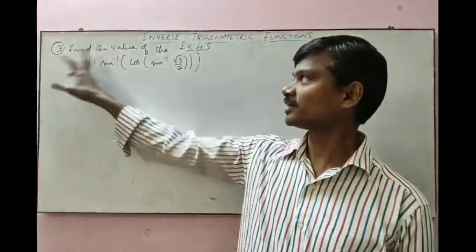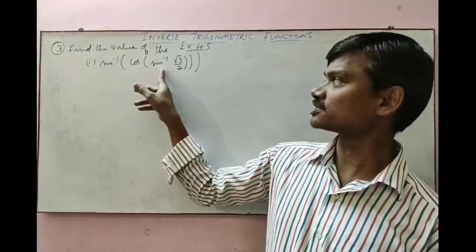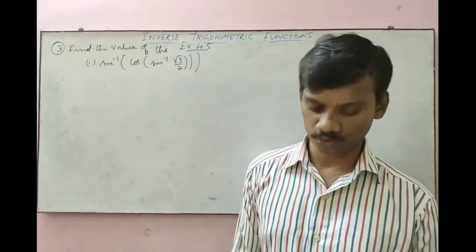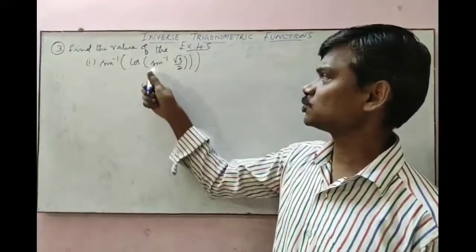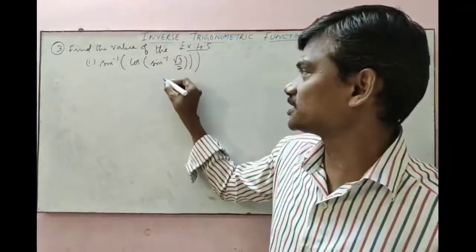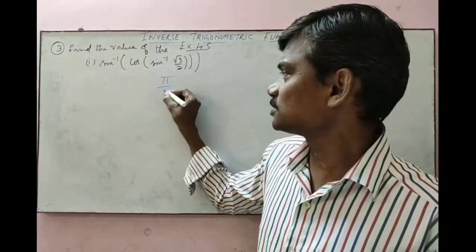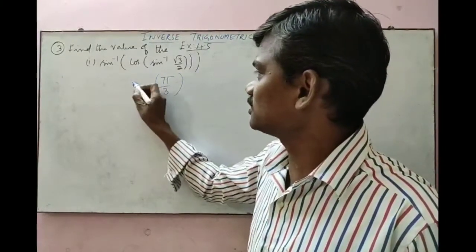Next, in the third sum, find the value of the first subdivision: sin inverse of cos of sin inverse of root 3 by 2. You know the value of sin inverse of root 3 by 2. Sin of which degree is root 3 by 2? That is 60 degree. How will you write this in radian? 60 degree means pi by 3. So the sin inverse of root 3 by 2 gives pi by 3.